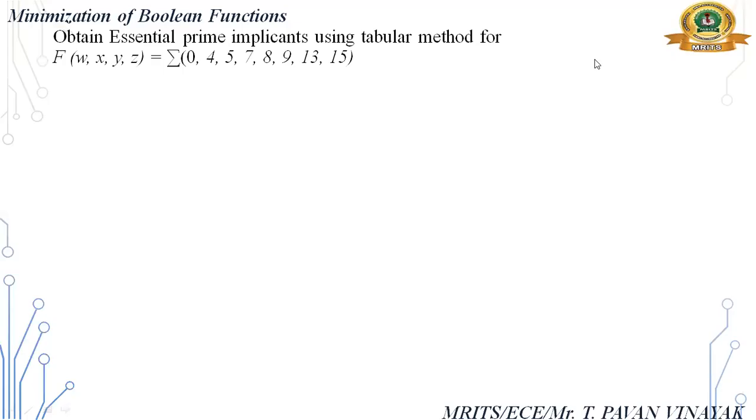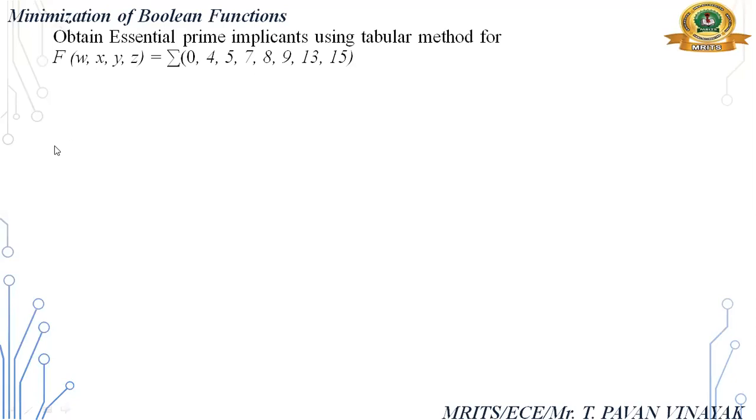Now obtain essential prime implicants using the tabular method. I am given this function. You have already found the essential prime implicants using a K-map for this function, right? Now you have to find them using the tabular method. So I am doing that now.